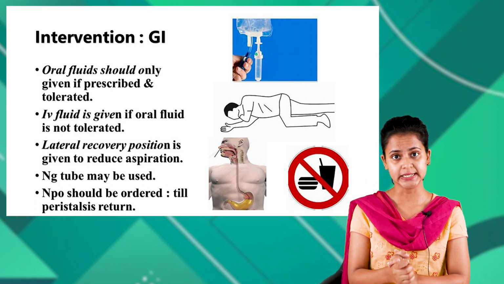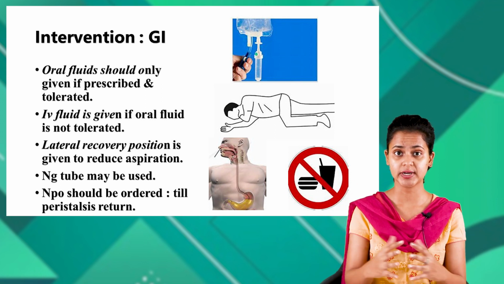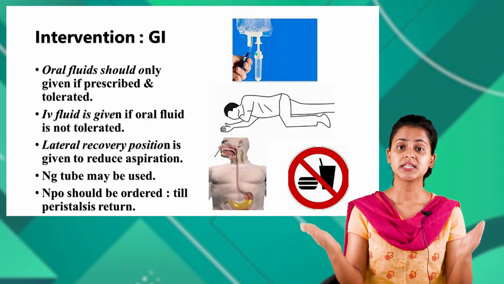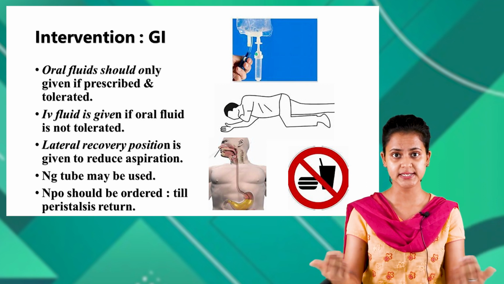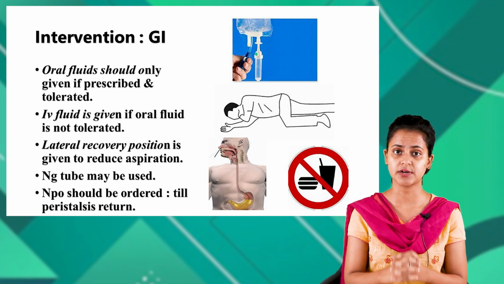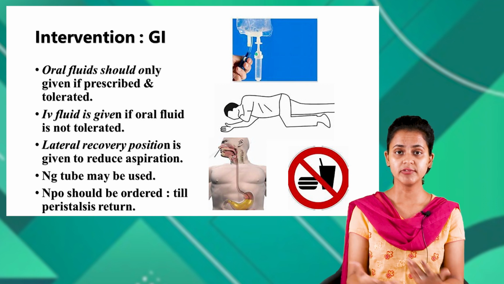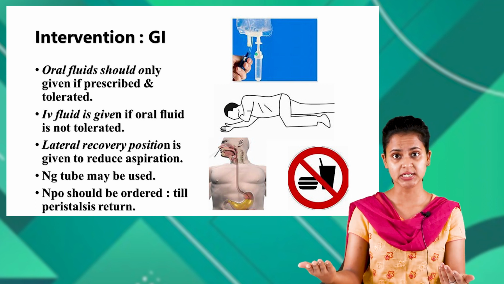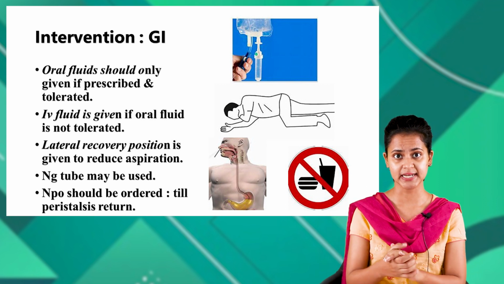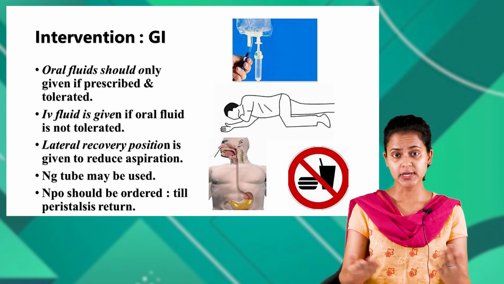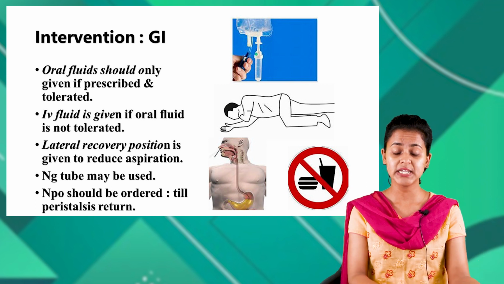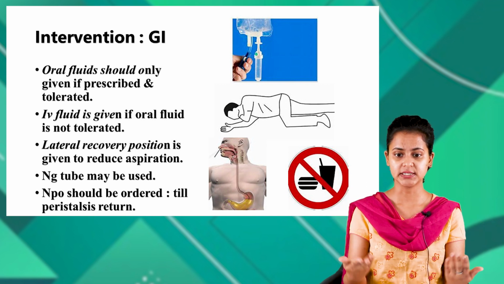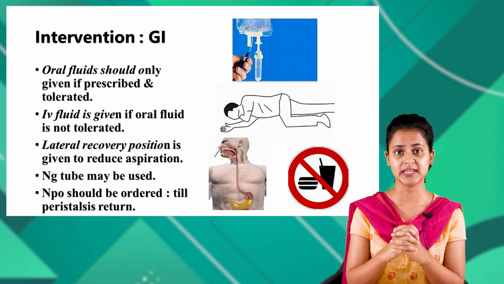Oral fluid should only be given if it is prescribed and if tolerated by the client. Initially the patient can be managed with an intravenous fluid infusion. If the person is not tolerating oral fluid, intravenous fluid infusion also can be done for the client to manage their nutritional level. Generally, the lateral recovery position would be given to reduce aspiration if the client is taking oral feeding. A nasogastric tube also can be used for the client who is not a recipient of IV infusion or oral intake. Naturally, a nil per oral or NPO state would be ordered if the person is not getting back their peristaltic movement.